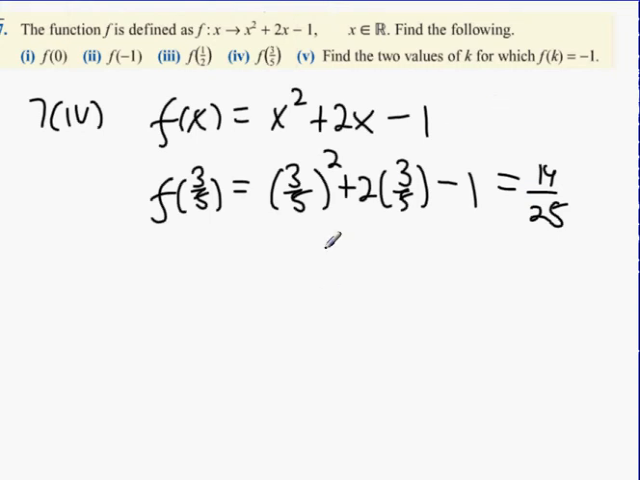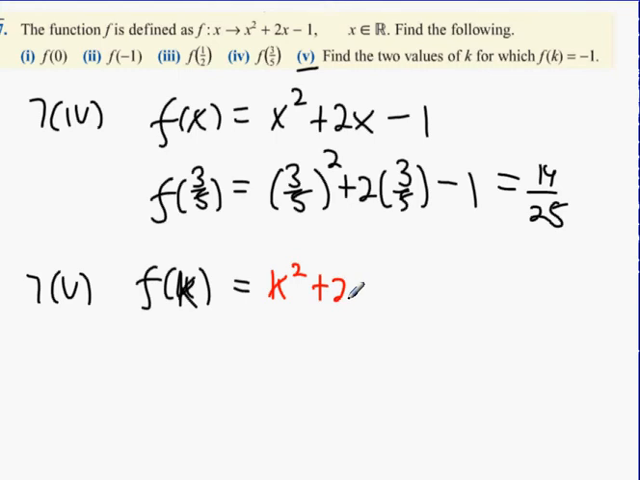Okay, now question 5 is difficult, and I would excuse you in not getting question 5. If f of x is this here, can anybody tell me what f of k would be, lads? Instead of x, we're going to have k. K squared plus 2 times k minus 1. The answer for f of k is another minus 1.